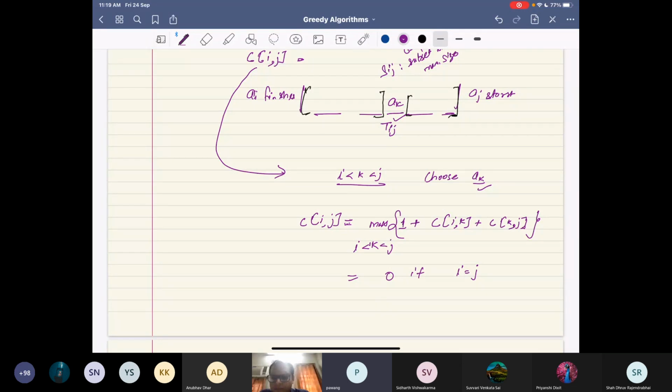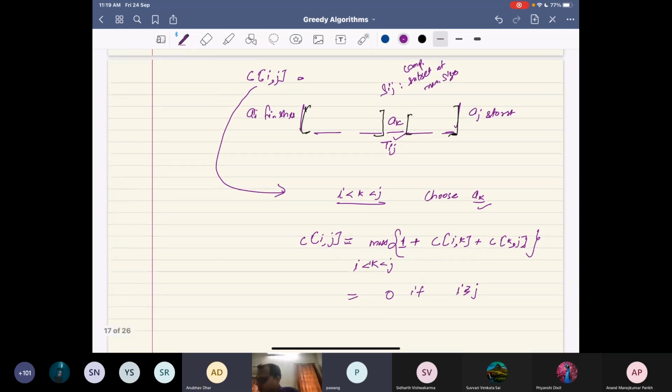Sir, if i is greater than j, still it will be 0. Okay. You can define how you will fill your table. Sir, how do we guarantee that AK starts after AI ends? That is how we are defining, right? That is how we are defining.